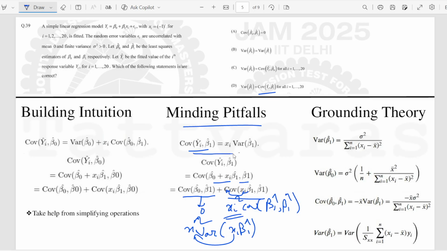So this thing is actually this, and it is not necessarily variance of beta 1 hat. Sometimes it's plus, sometimes it's minus variance of beta 1 hat. So this is not true, but the other three are true.